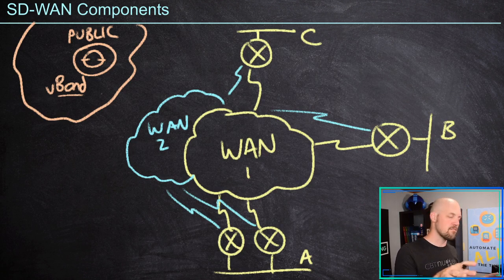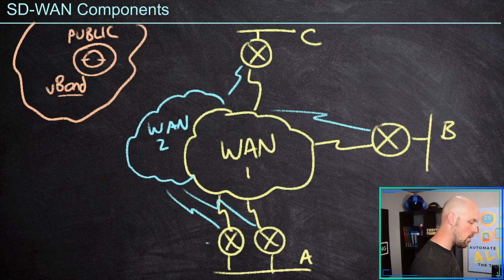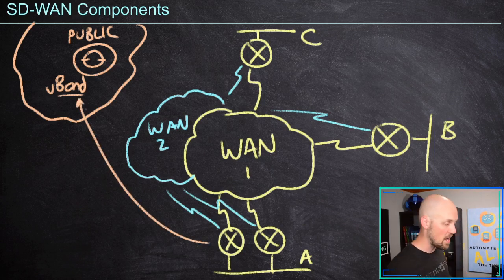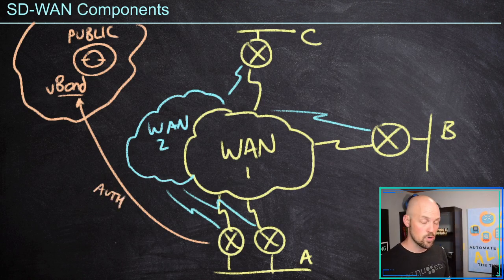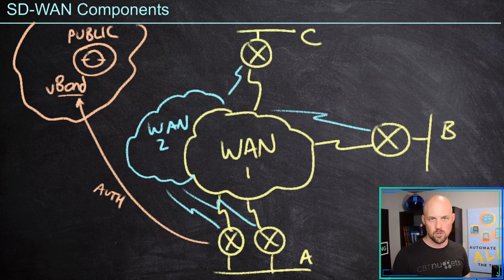And how do vSmart and vManage know where each other are? So the vBond is a very important part of all of this. The vBond is going to allow our devices to, first of all, connect and authenticate. And yes, there is an authentication process that the vEdges and cEdges need to go through in order to even get into the system.